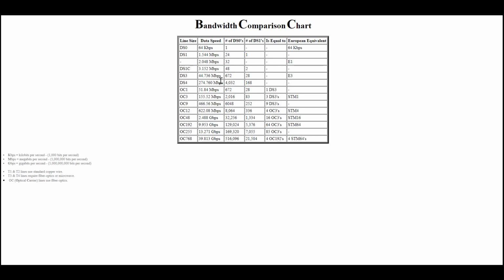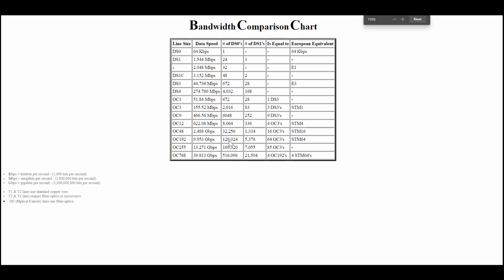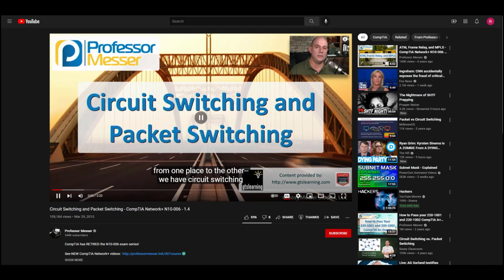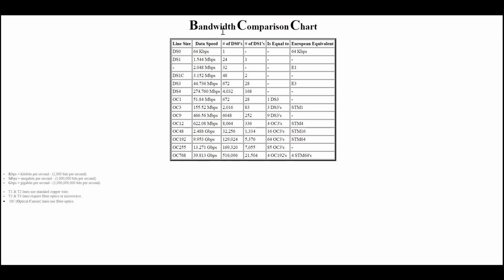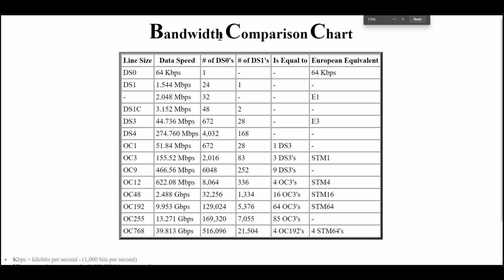Okay, so this is the bandwidth comparison chart. You have a DS0, which is just a regular telephone circuit that you would have at your house, and then a DS1, also known as a T1, is 24 of the DS0s. So it's much faster. You typically would have these at a business where the business accesses the internet via DS1 or T1, and it's the equivalent of having 24 regular telephone lines.